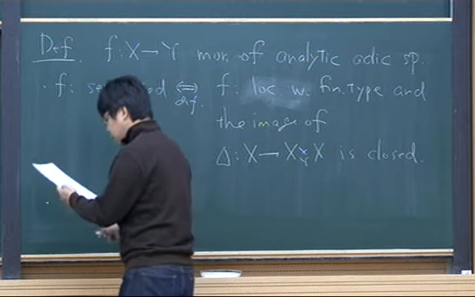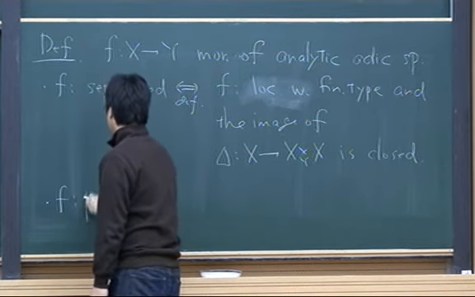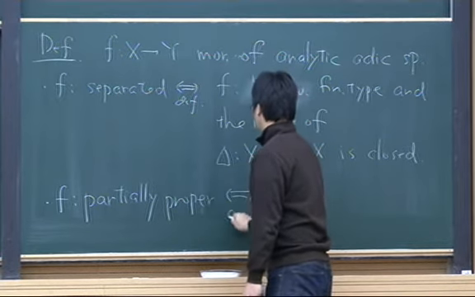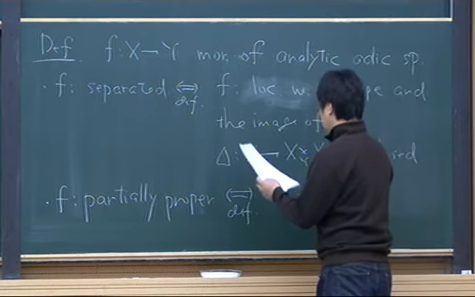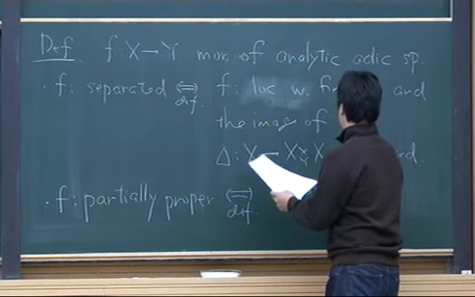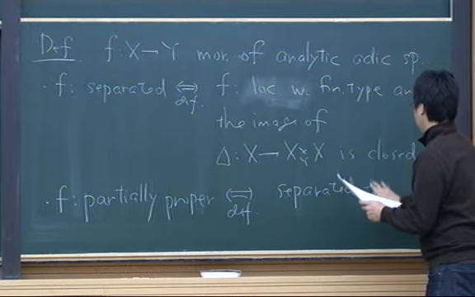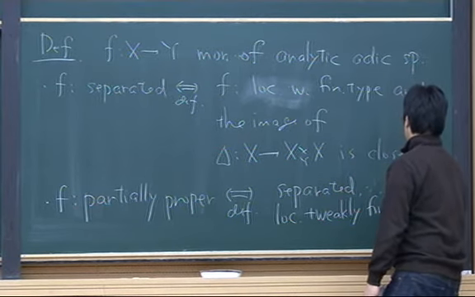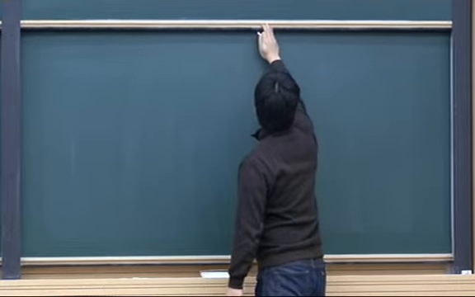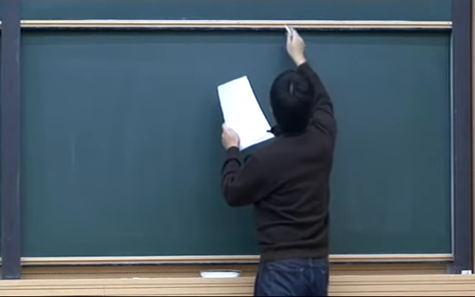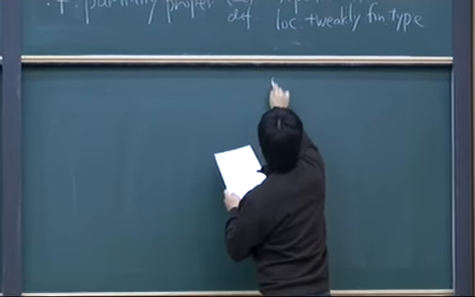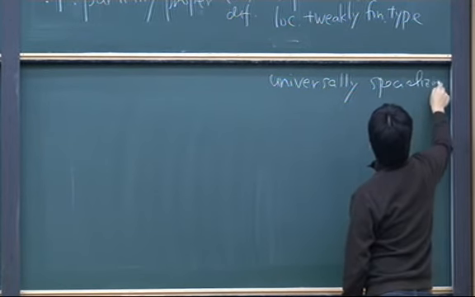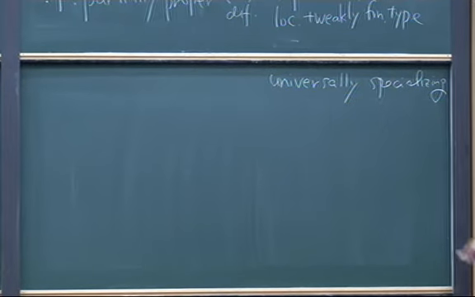And secondly, f is said to be partially proper if f is separated, locally plus weakly of finite type, and universally specializing. So what is universally specializing?